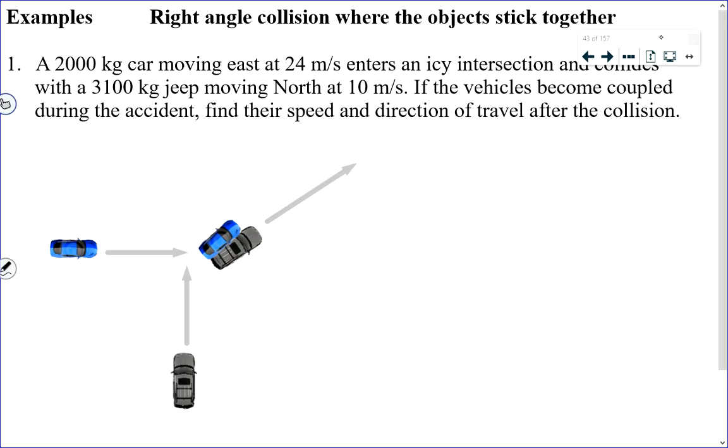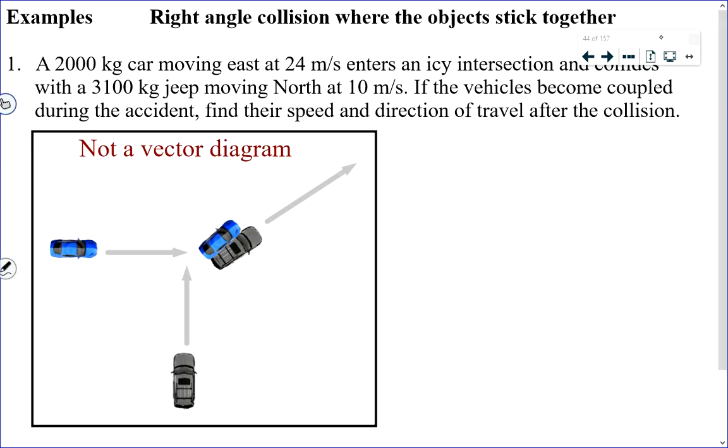I know you know this, but I will say it anyway. When you look at this page right now, you see two blue cars and two black vehicles. There's only one blue car and only one black vehicle. It's a before and after. This is not a vector diagram.